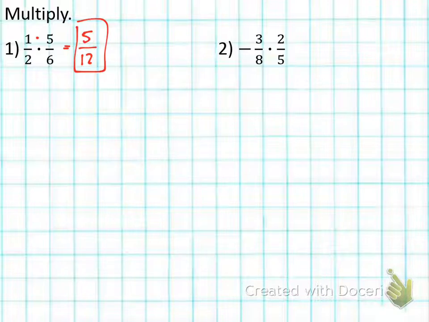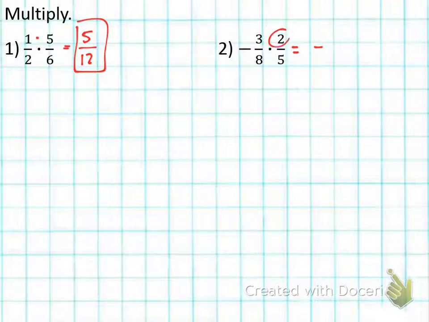Number 2, we got negative 3/8 times 2/5. So we know it's a negative times a positive, so my answer has to be negative, right? Negative times a positive is negative. All right. Seeing if there are any mixed numbers, there aren't, so seeing if I could next simplify. 3 doesn't go in 8, there are no factors that go into both 3 and 8. There are no factors that go into both 3 and 5, so we leave.